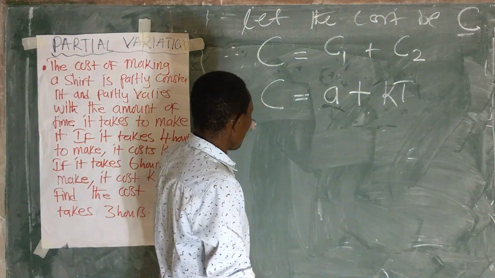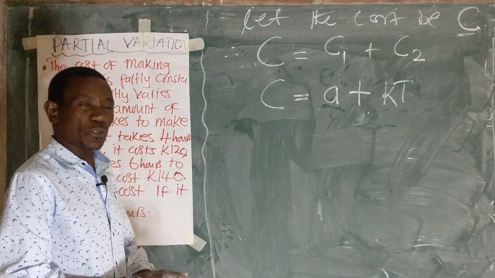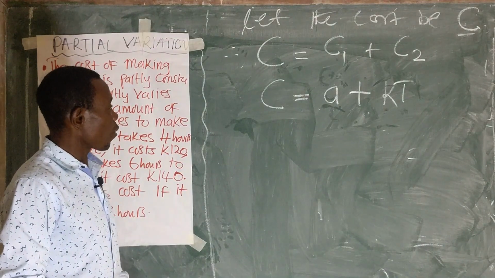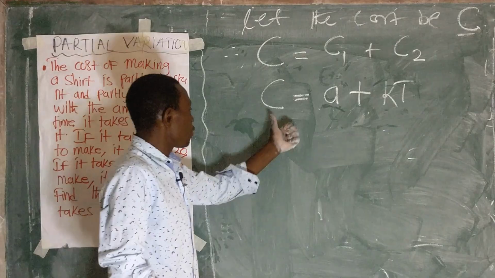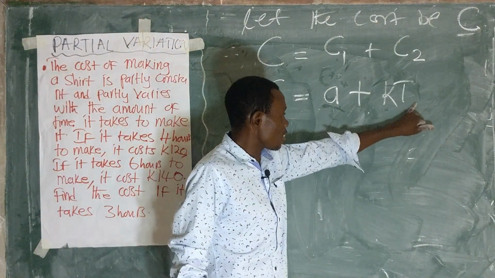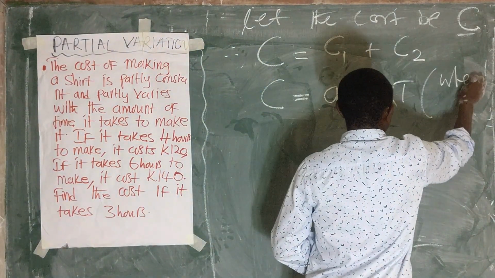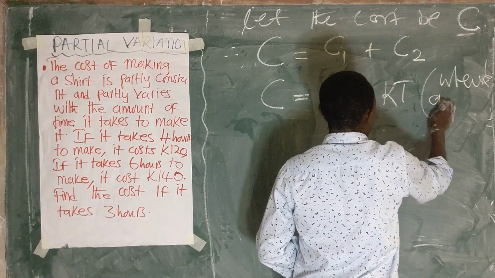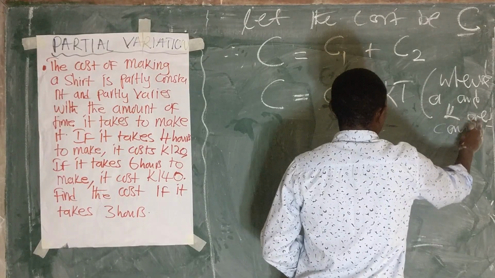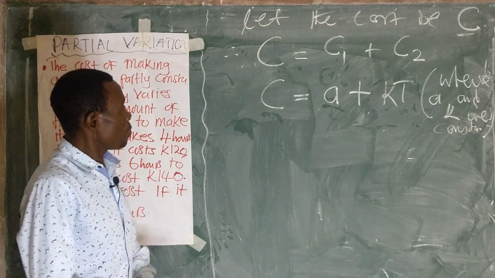So as such, in here, we should expect to have 2 constants. Each time you need to calculate the value of the main quantities, which is C in this case and t as such. So you write here: where my a and k are constants as such.